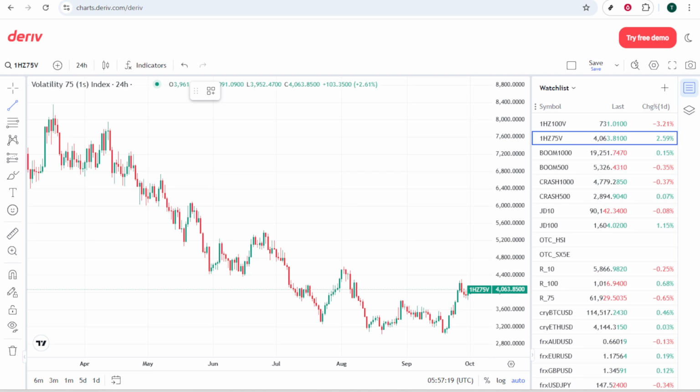By using these steps as a guide, you'll enhance your ability to navigate the Volatility 75 index and become a more equipped trader. So take your time refining these skills, and as always, practice makes perfect.